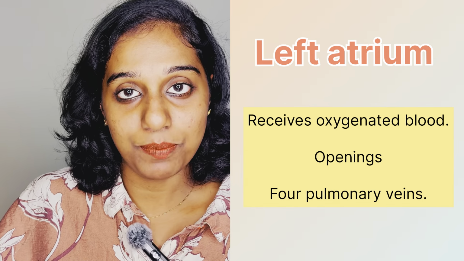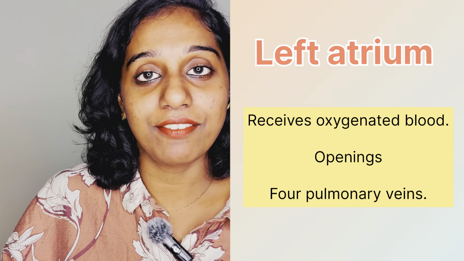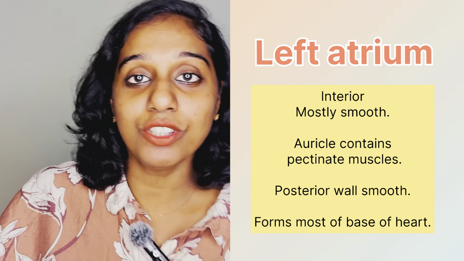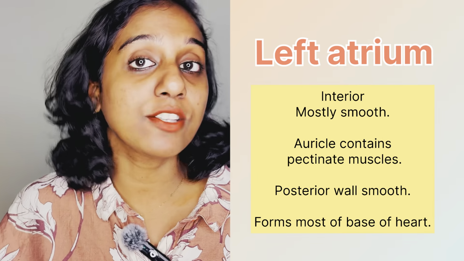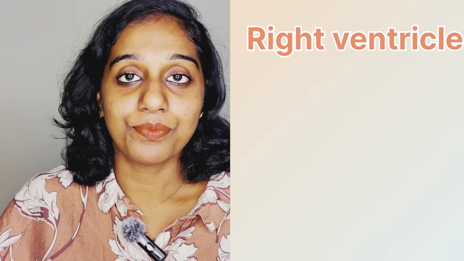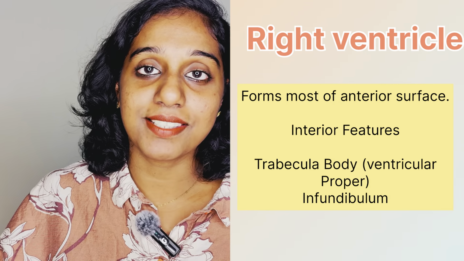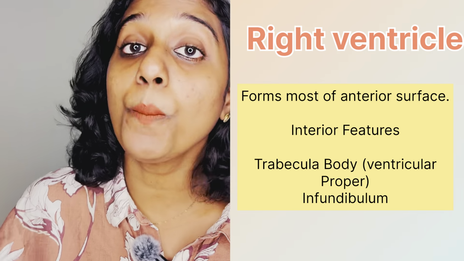Next is left atrium which receives oxygenated blood. Openings: 4 pulmonary veins. Interior mostly smooth. Auricle contains pectinate muscles, forms most of the base of the heart. Right ventricle forms most of the anterior surface. Interior features has 2 parts.